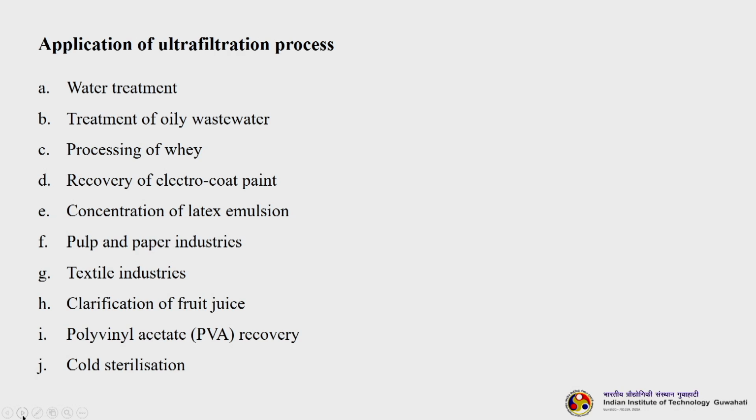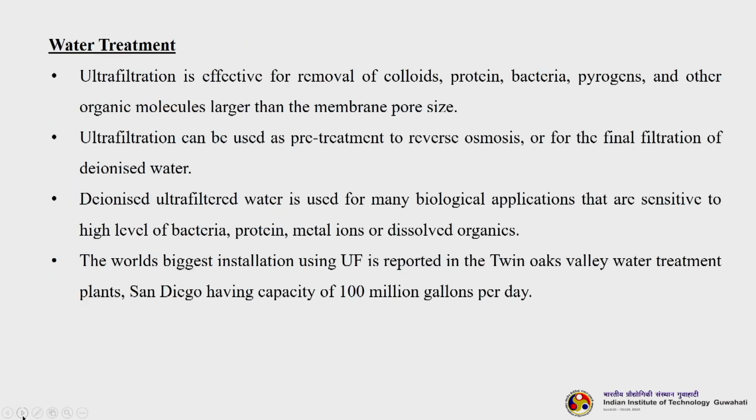Now, let us understand and discuss different types of ultrafiltration processes, applications basically. So, water treatment, treatment of oily wastewater, processing of whey, recovery of coat paint, concentration of latex emulsion, pulp and paper industries application, textile, clarification of fruit juices, PVA recovery in cloth manufacturing industries, and cold sterilization. Now, water treatment is of course a most important application of the membrane processes, membrane technology, whether it is ultrafiltration, reverse osmosis, or nanofiltration.